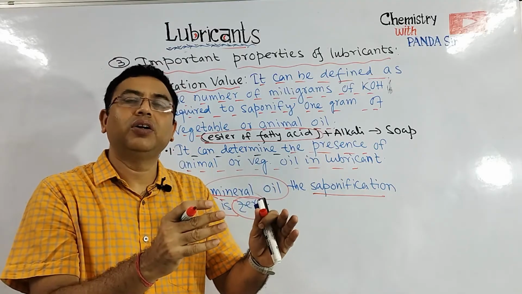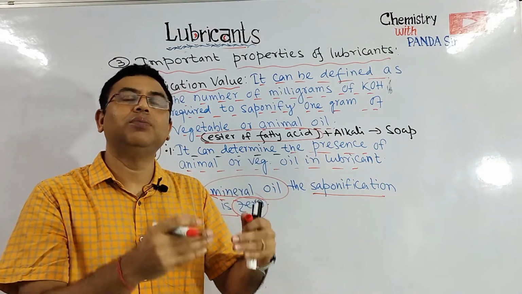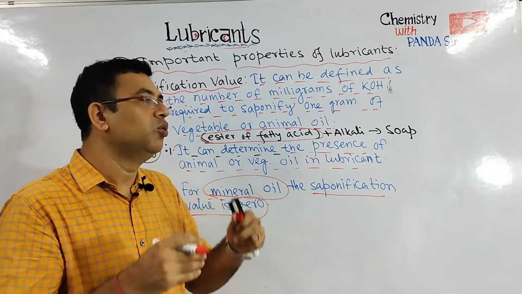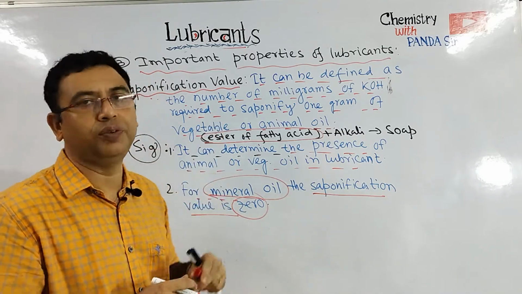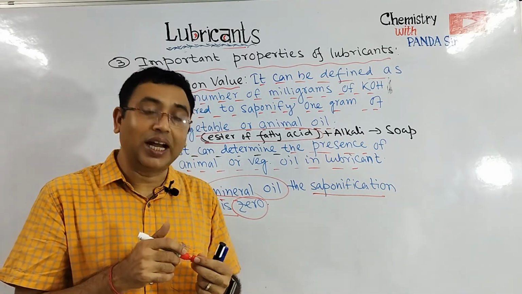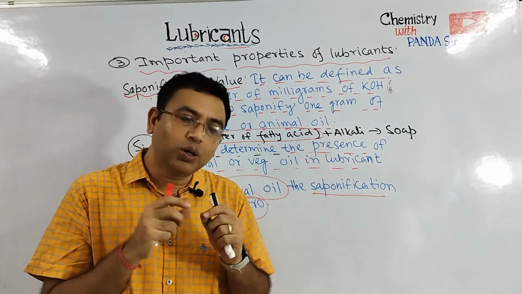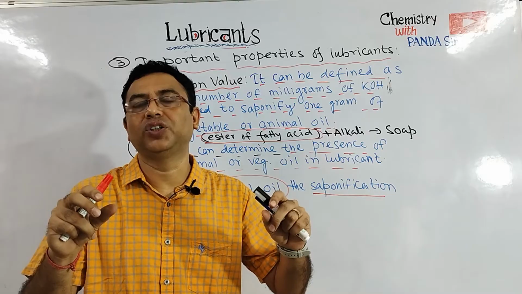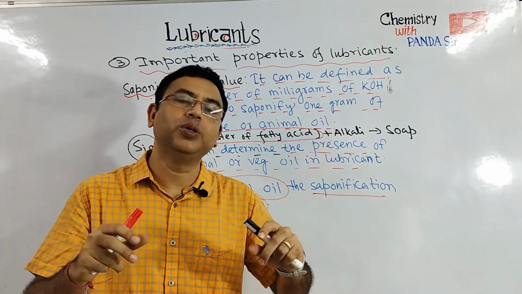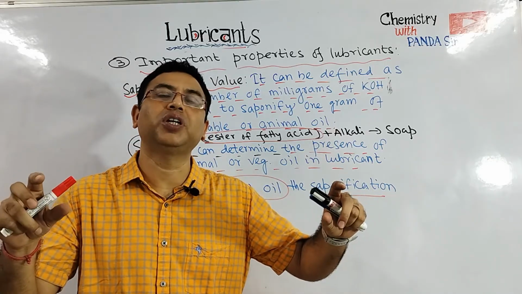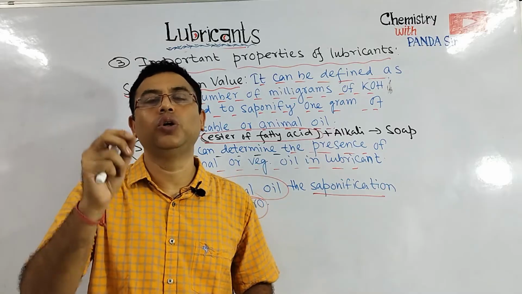For a lubricating oil, whether it contains animal oil or vegetable oil, we can understand by this saponification value. Since it is associated with the word value, we should know how to calculate the saponification value. I am going to tell you the equation of the saponification value, and from that we'll do a quick numerical.